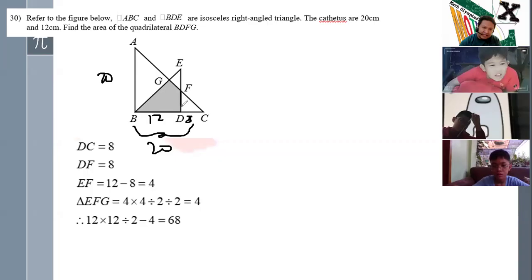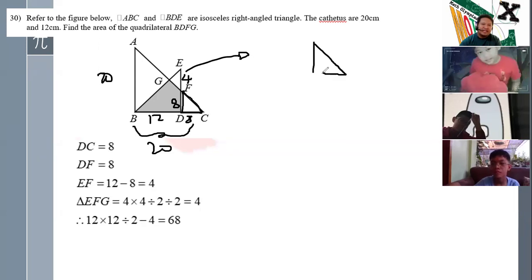Now, because of that, this will also form isosceles triangles. We'll be using similar triangles here. So this will become 8, and because of that, your EF will become 4. So consider this triangle, an isosceles triangle with the length of 4. The formula for this is like half of a square, right? It's like half of a square.